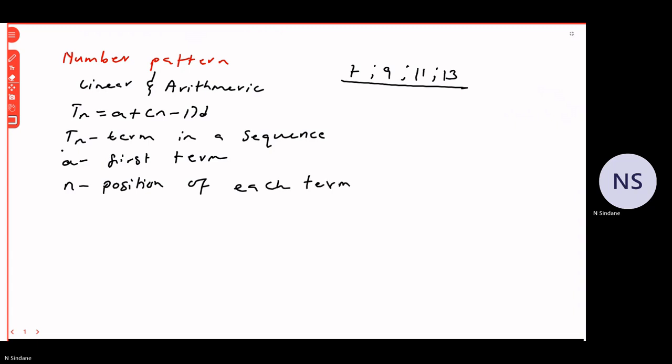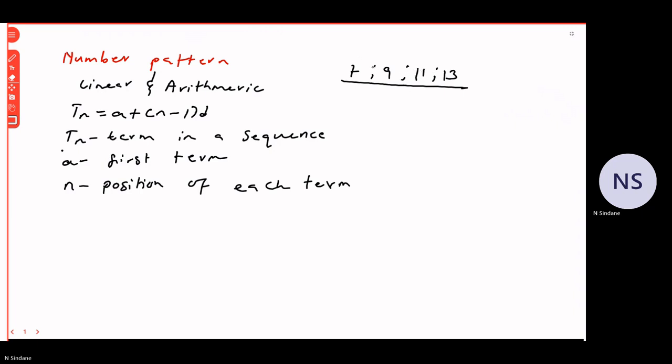So if I look at this pattern, I can see that for 9, the position is 2. The position for 11 is 3. The position for 13 is 4. That is what we call the position. In which position do you find 9? In this case, n = 2. In which position do we find 11? n = 3. In which position do we find 7? n = 1, position 1.